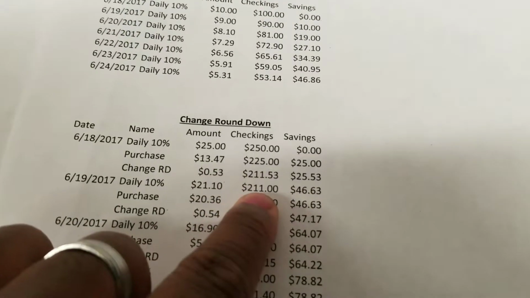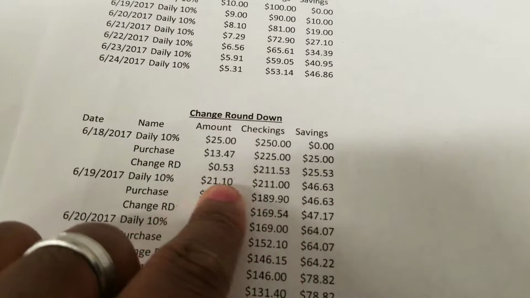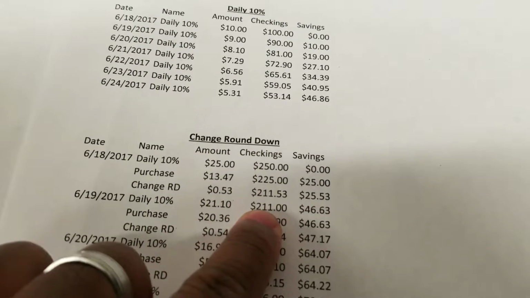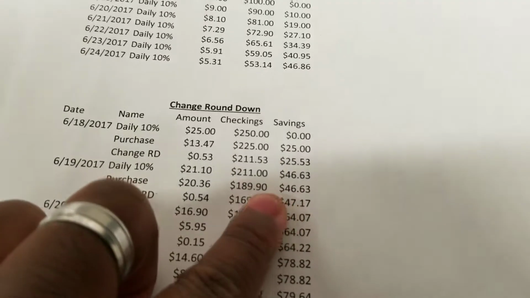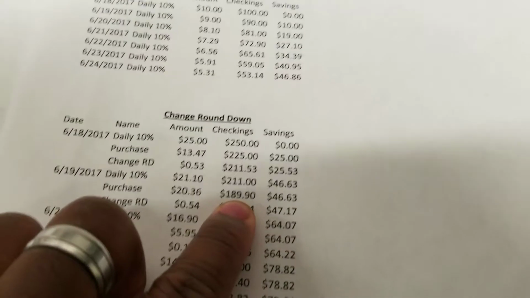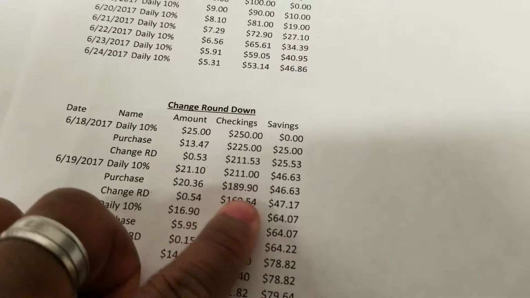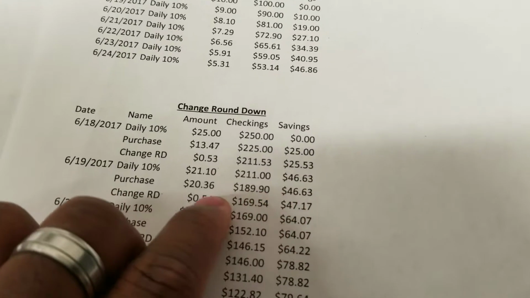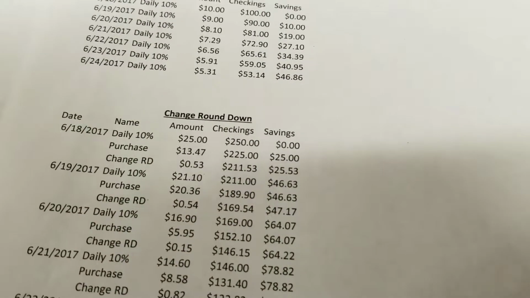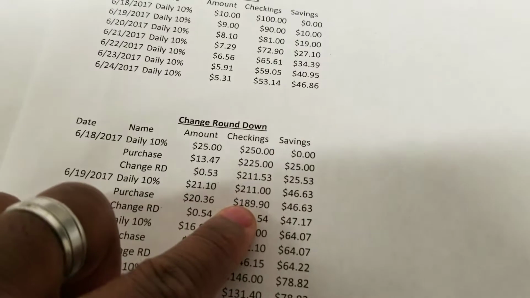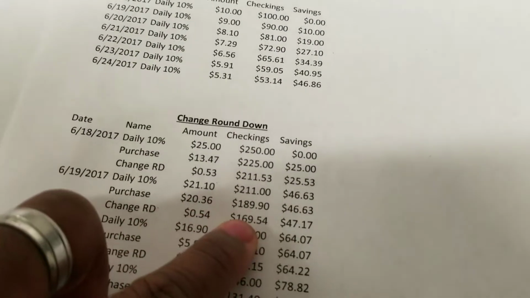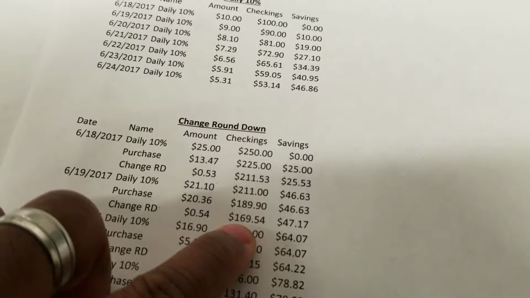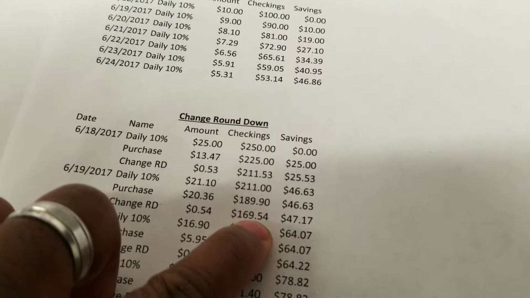Now you do 10% off of that the next day. So 10% off of that is $21.10. Now you have $189.90, right? So you take that 90 off and put it into, or well, that's what you got left. And then once you make that purchase, then after that you have $169.54.